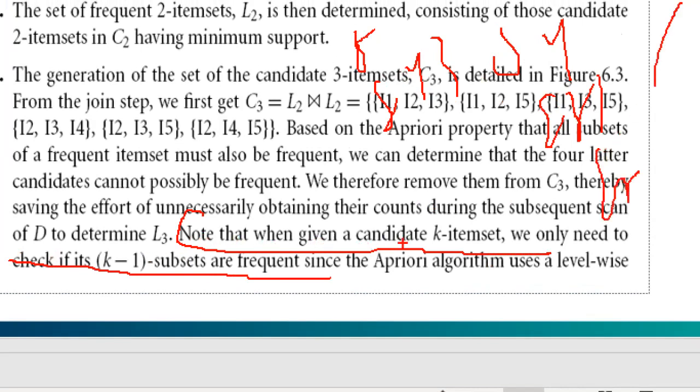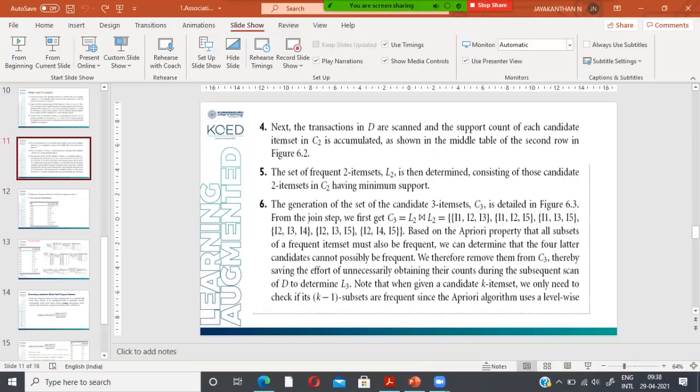Note that when given a candidate k item set, we only need to check if k minus 1 subsets are infrequent, since the Apriori algorithm uses a level-wise approach. So what we have is a 5 item set.